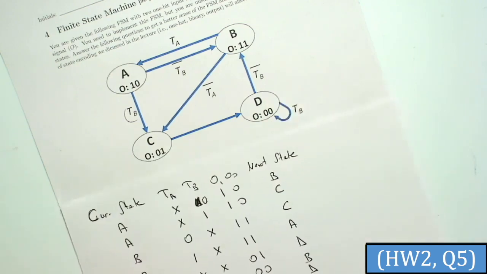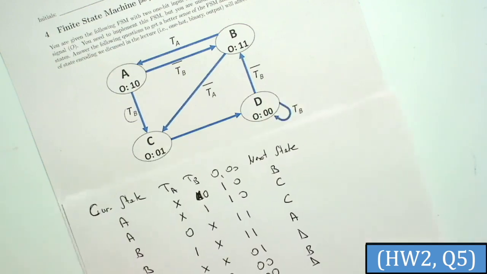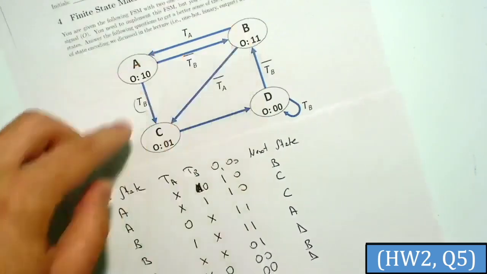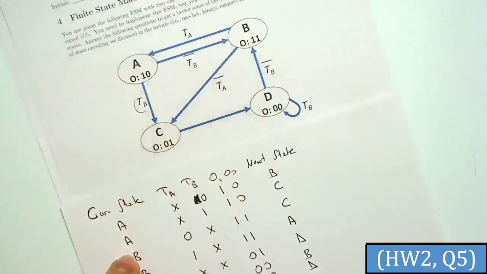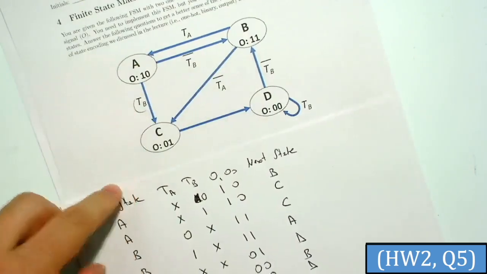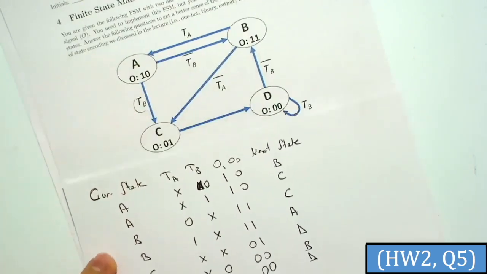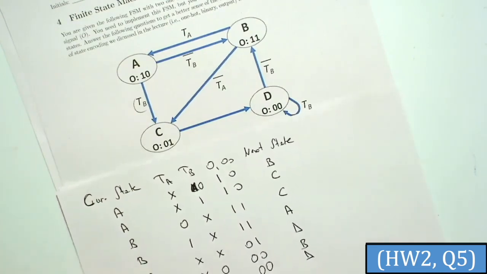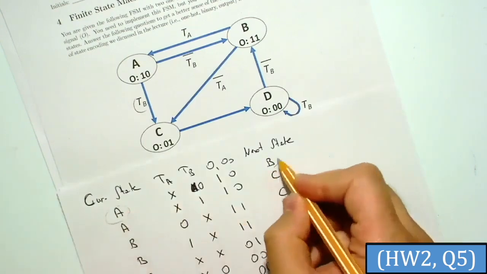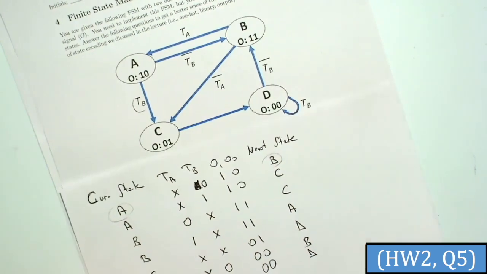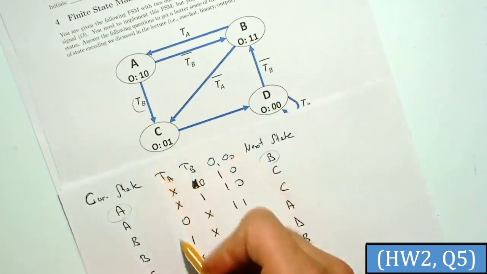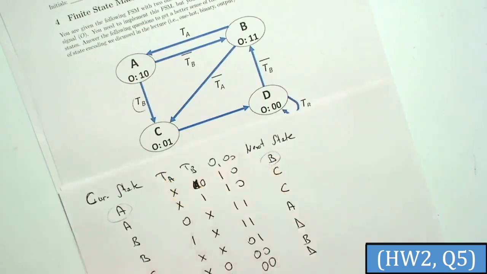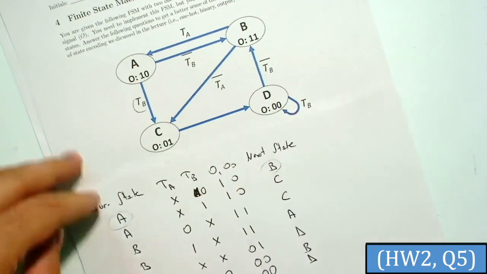So let me see if everything looks good here. TB 0 will go to B, and TB 1 will go to C, right? Okay. So this truth table is a higher level truth table, because I don't have the bits for the current state and the next state, but I have the explicit bits for the output and the input bits.